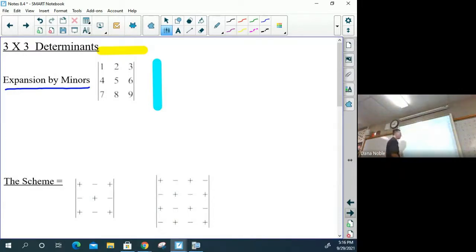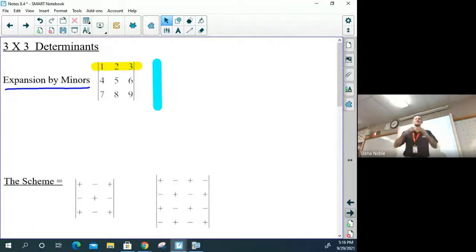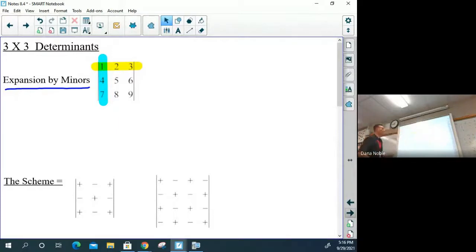Very similar to how we did multiplication using the highlighters. I'm going to first put the yellow highlighter on row 1 because we're going to use row 1 most often. It's just easiest to do row 1. Then I'm going to put the second highlighter, the column, on column 1. You can see that the 1 is intersected. It is highlighted on both. That is what our minor is going to be.